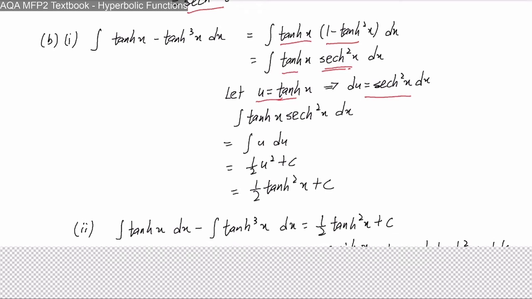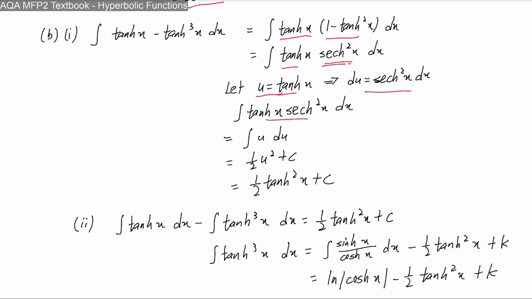So integrating this, the tan sec square, after we replace everything by u, it is just a u. Integrating a u gives us a half u squared. After that, just remember to substitute our u back into tan x. So we get half tan squared x plus a constant. So this is what we get from the integration. So this is for the first part.